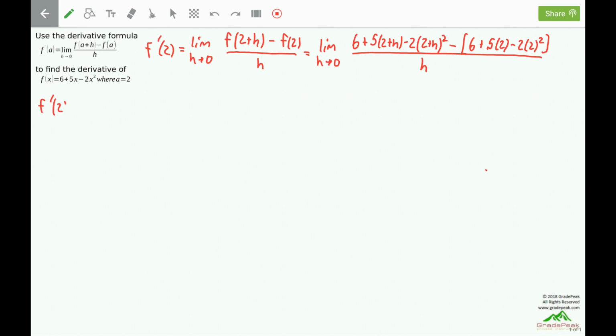Next thing to do is to start to simplify these expressions. So we'll have the limit as h goes to 0 of 6 plus, we're going to distribute that 5 in. And then we'll have minus 2 times 2 plus h squared. We're going to want to FOIL that out. And then we have minus, in the brackets, 6 plus 5 times 2, which is a 10, minus 2 times 2 squared. 2 squared is 4, times the negative 2 is a negative 8.